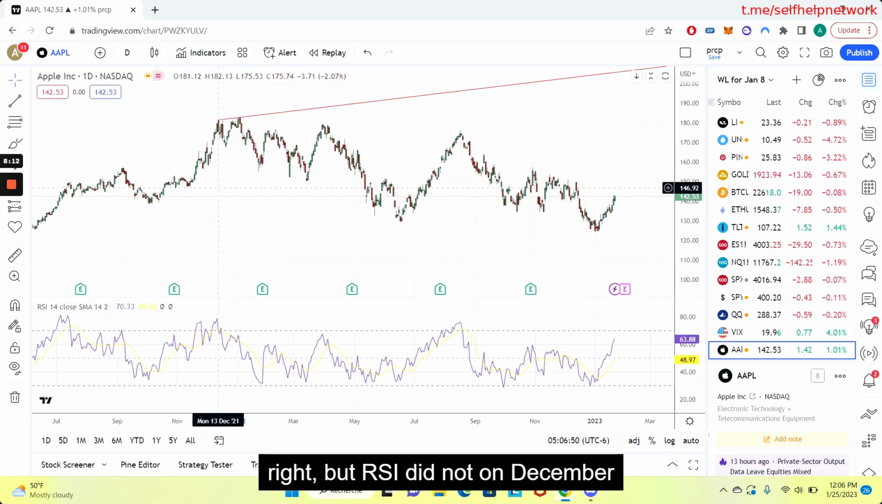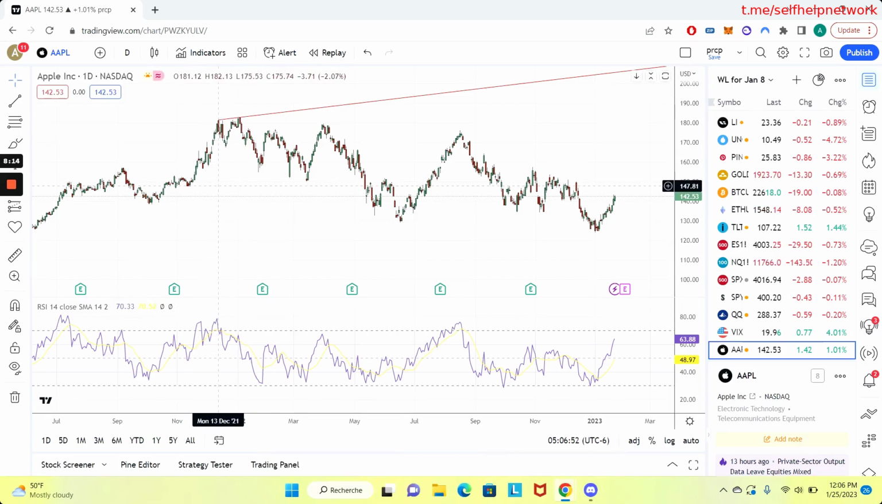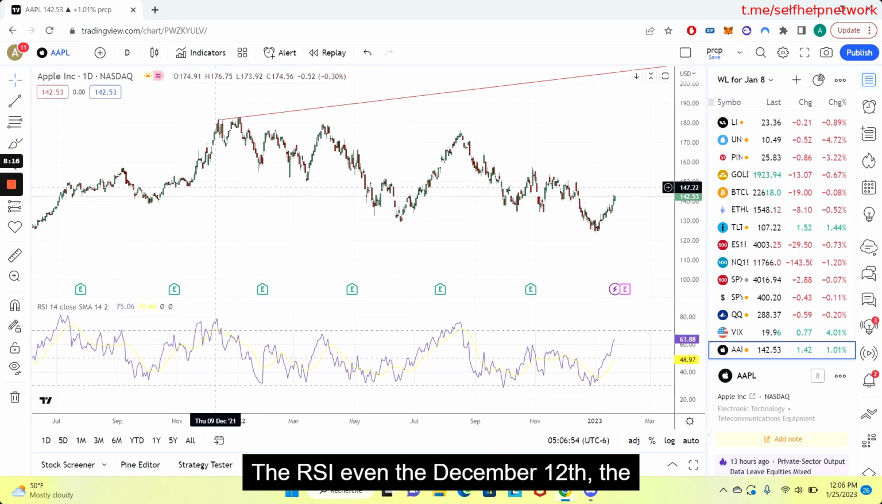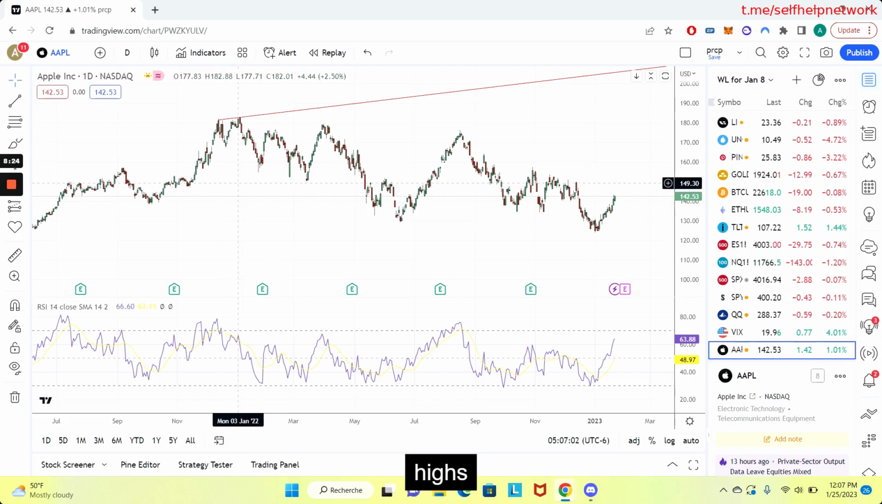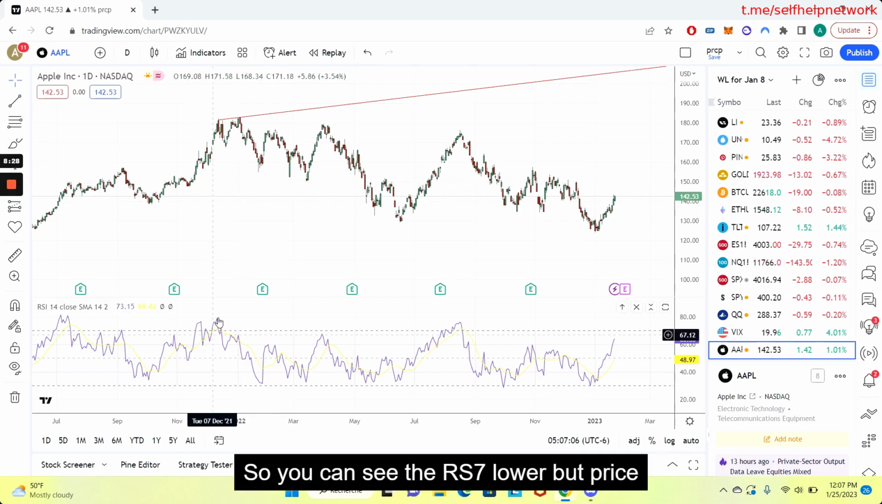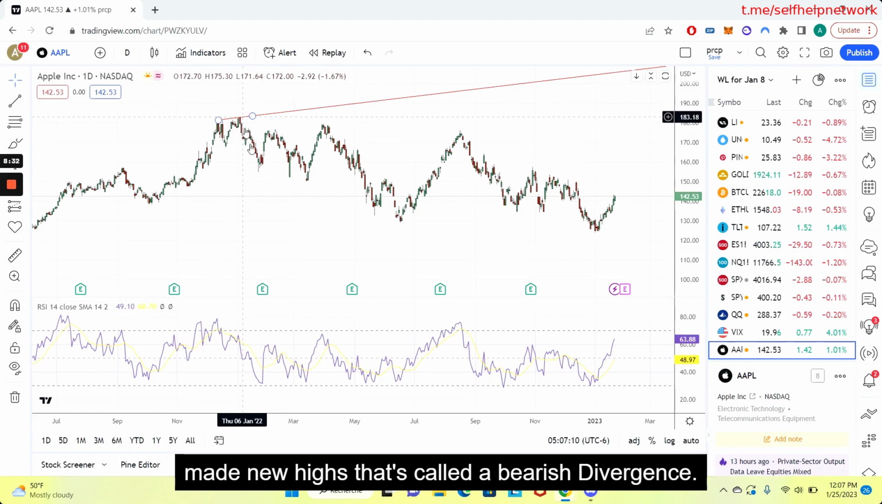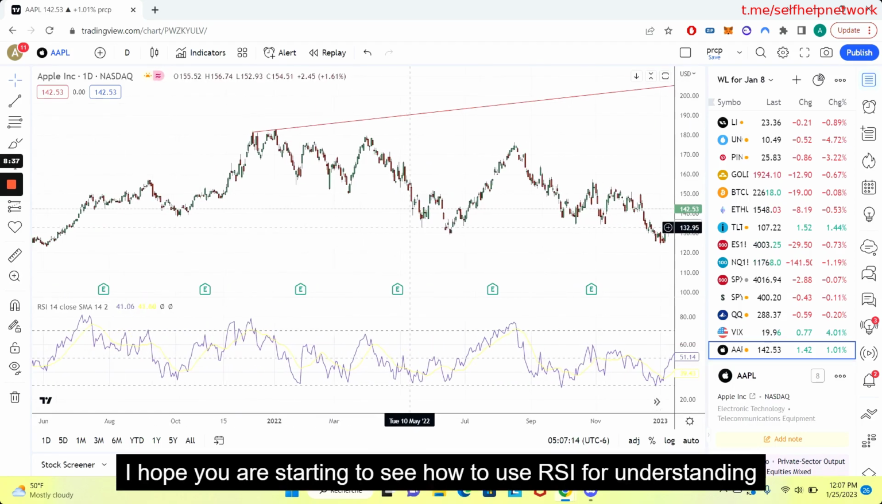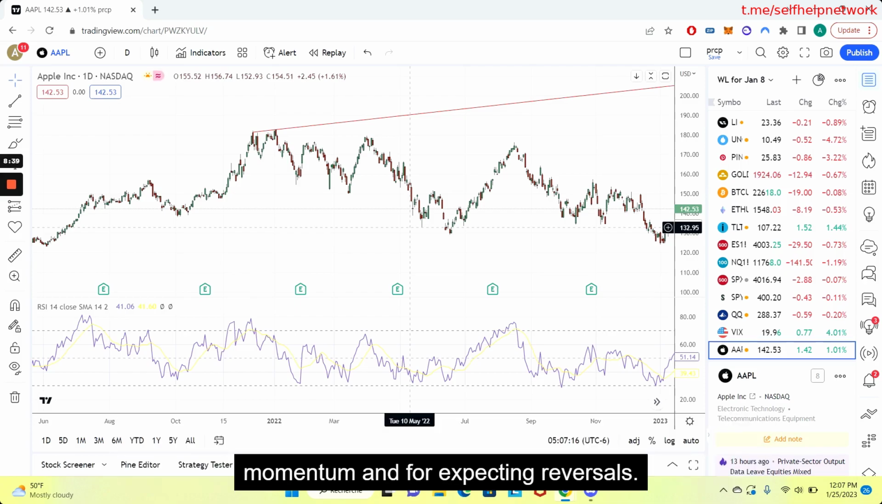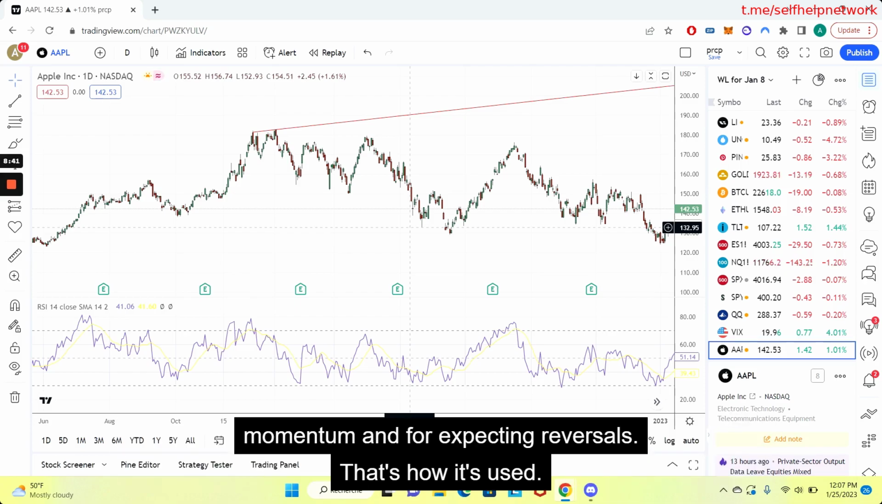But RSI did not. On December 13th, even December 12th, December 10th, the RSI is at 78.69. But when price made new highs, the RSI was at 66.60. So you can see the RSI went lower, but price made new highs. That's called a bearish divergence. I hope you're starting to see how to use RSI for understanding momentum and for expecting reversals.